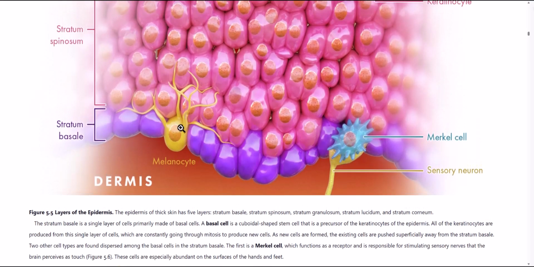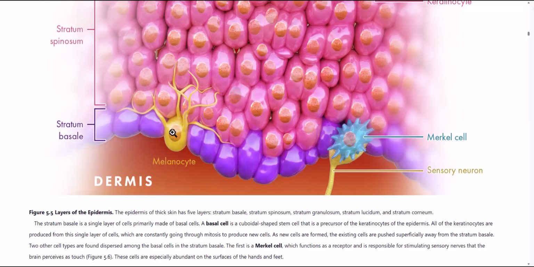These stratum basale cells also contain some stem cells, so that if you do cut yourself or damage your skin, some of the cells down here are able to initiate a repair process and begin to repair the damaged skin. We see two additional cells down here as well. One shown here in yellow.